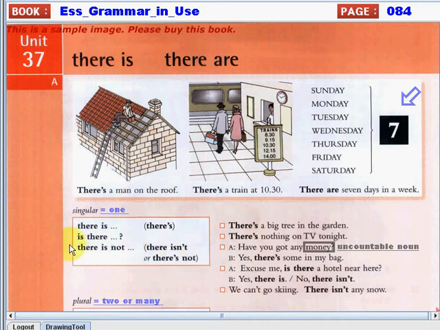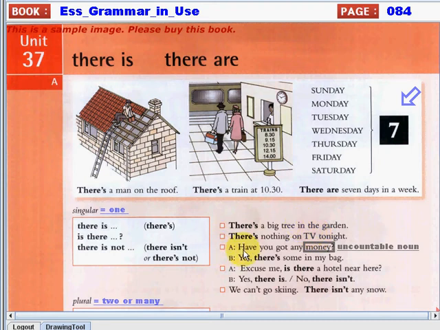Let's read the examples for this box. First is, there's a big tree in the garden. We used there's because of the big tree. There is only one big tree in the garden. Next is, there's nothing on TV tonight. We used there's because there is only one TV.